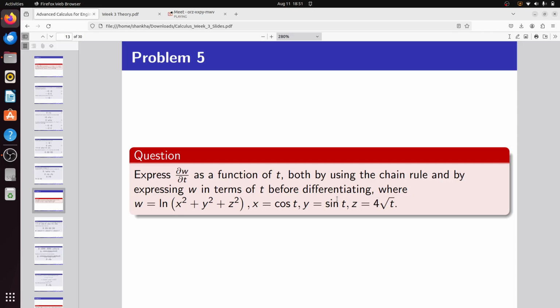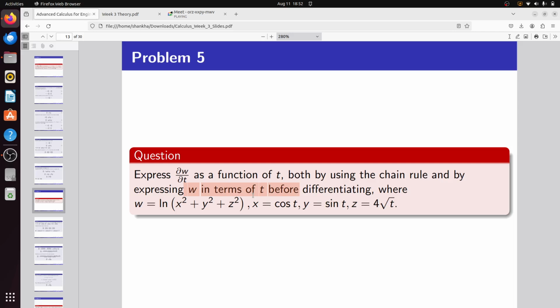That is actually one part, but I will also use the chain rule. So the direct putting is also one, expressing w in terms of t. The answer of this part will be direct putting, but if you use chain rule, then we will use some different thing.